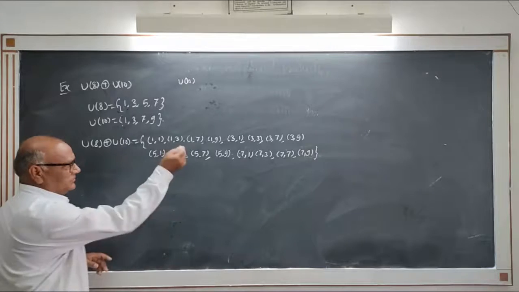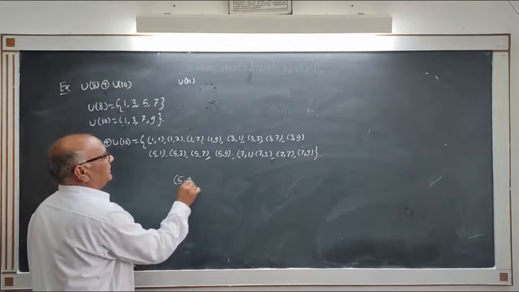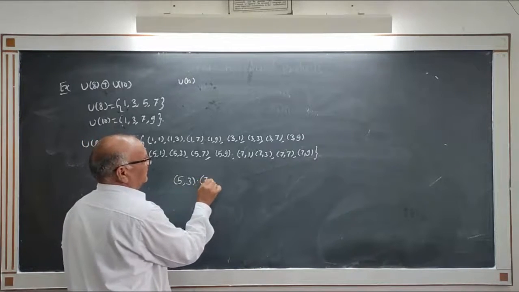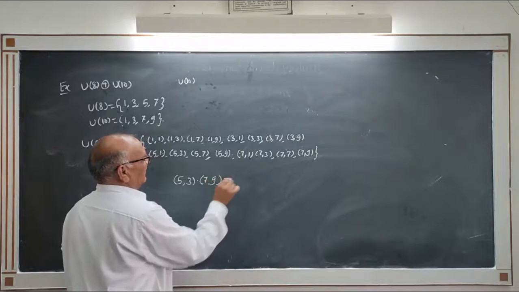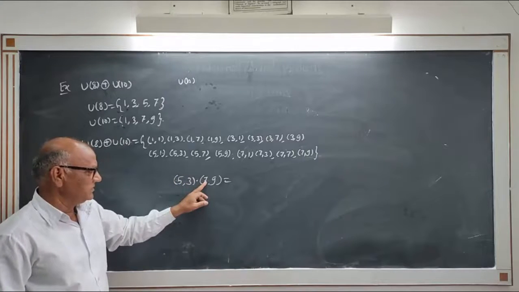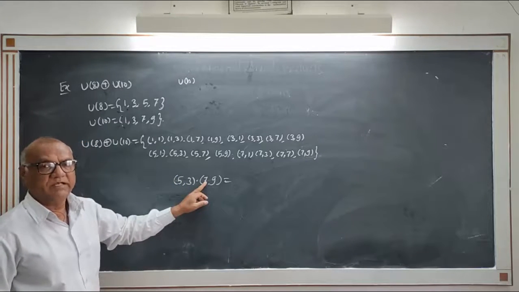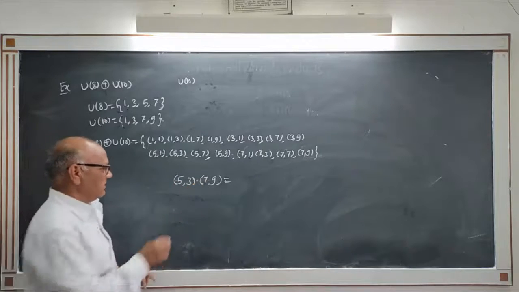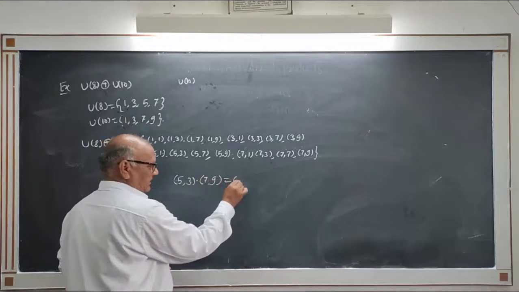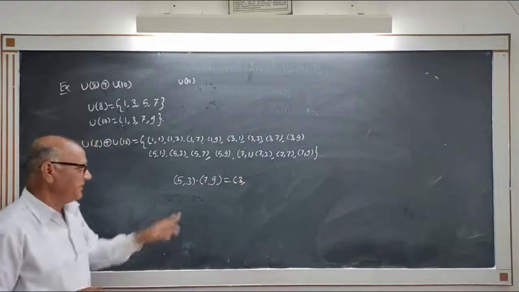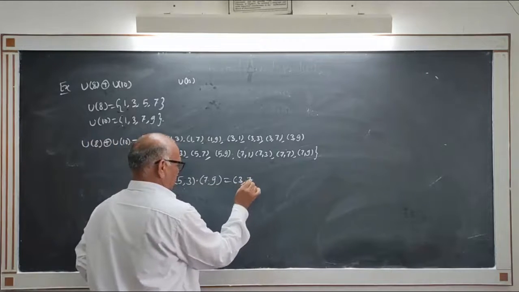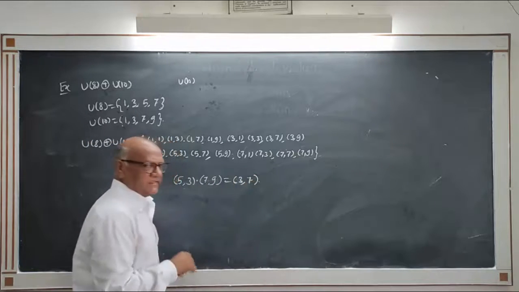Now for the product, suppose we take the element (5,3) times (7,9). That means the product is taken on the first components with multiplication modulo 8, which gives 5 times 7, 35, which is 3. Now 3 times 9, multiplied modulo 10, is 7, like this.